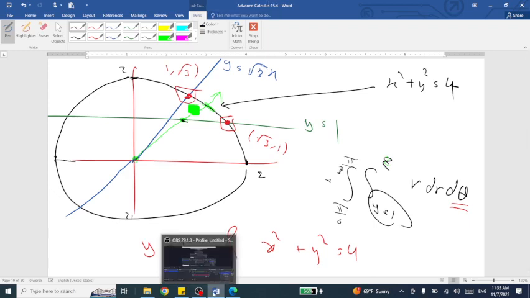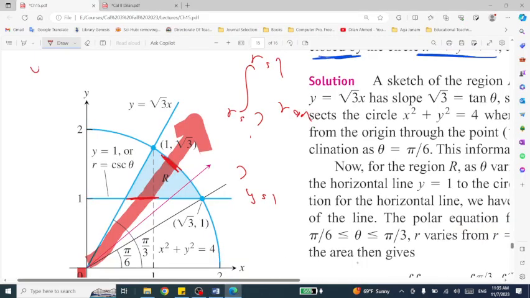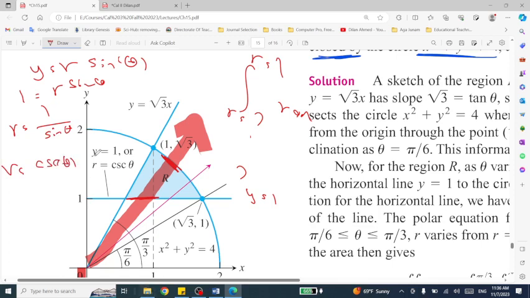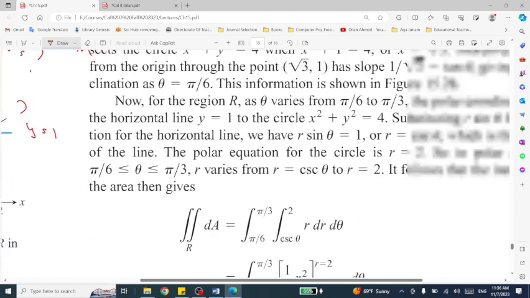Y equal to R sine theta. R sine theta. So what is it? Sine theta, cosecant.